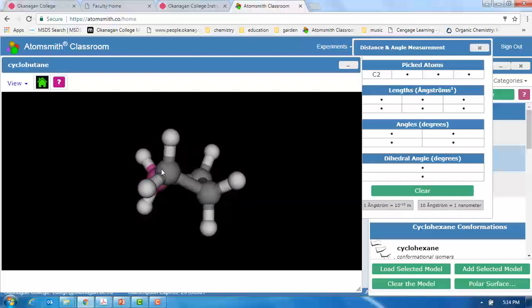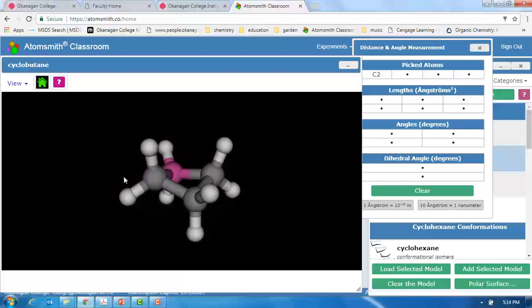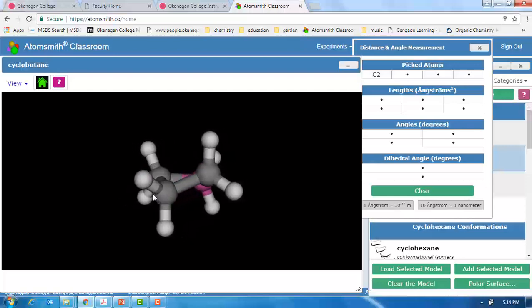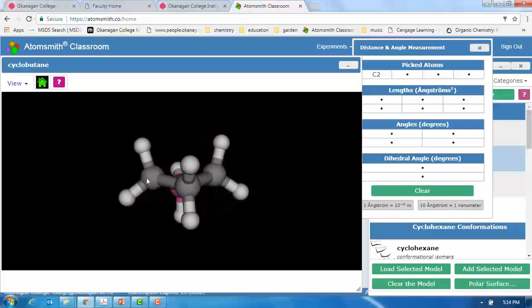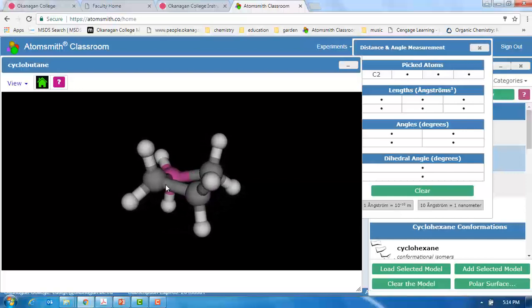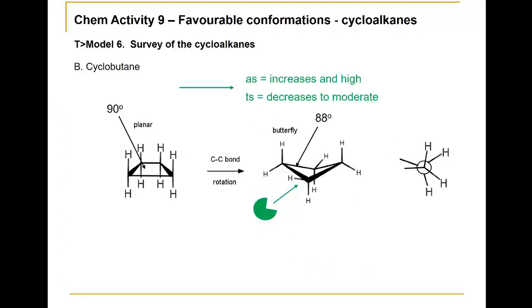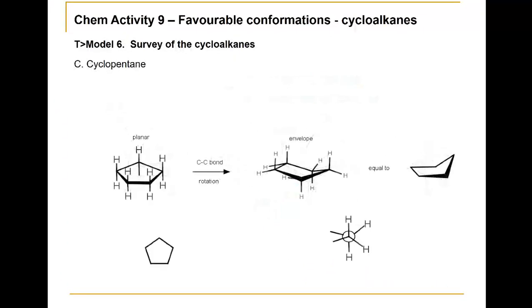So remember that this conformer fluctuates with another conformer, so it would look indeed a little bit like the flapping of a butterfly. So remember, the bond angles here are, instead of 90 degrees, about 88 degrees, but there's a reduction in torsional strain.